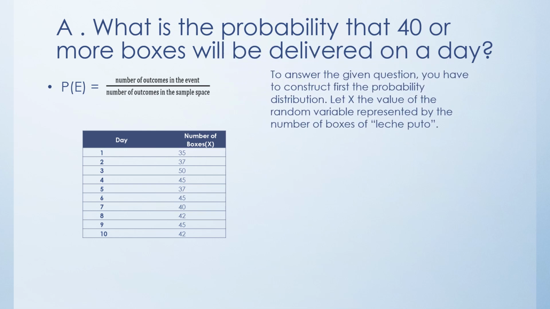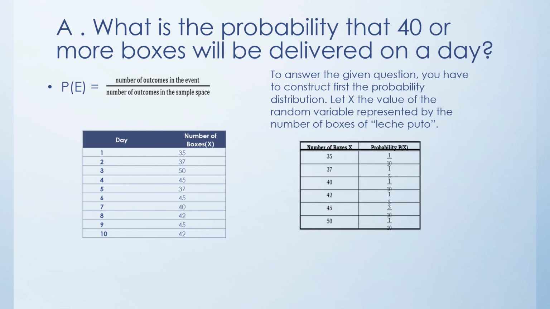To answer the given question, we have to construct first the probability distribution. Let x be the value of the random variable represented by the number of boxes of leche puto. So we have the number of boxes, x, and the probability, p of x. From the given table, we have here the number of boxes.